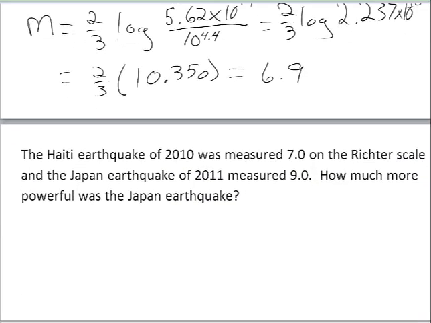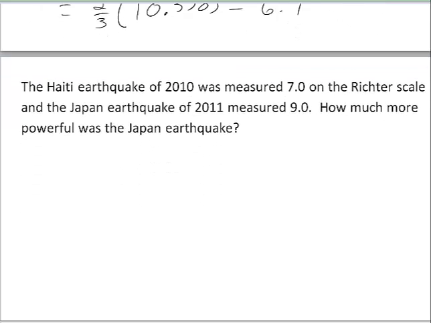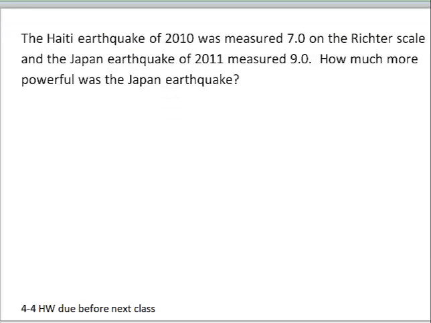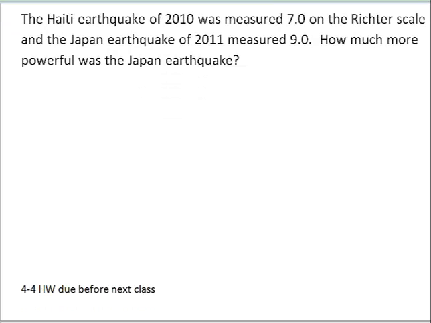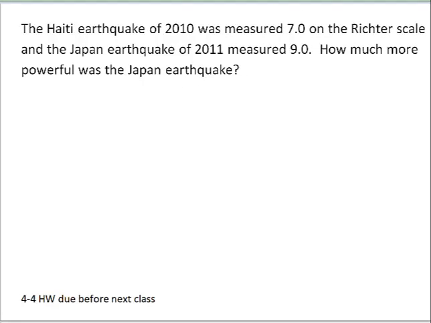I'm sure none of you are so young that you don't remember these two earthquakes. The earthquake in Haiti in 2010 registered as a 7.0 on the Richter scale, so a little bit more damaging than the one in San Francisco. The one in Japan that caused the tsunami was a 9. But how much more powerful exactly was that? Let's find out. So we have some problems here.